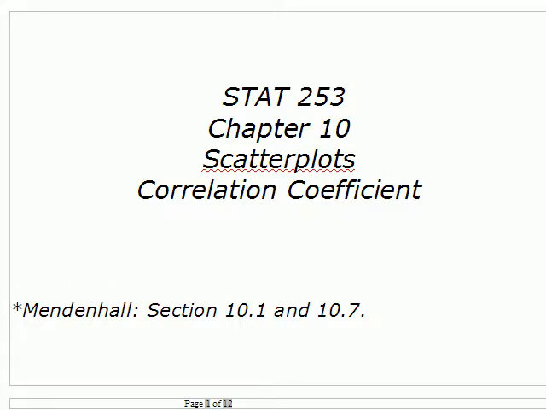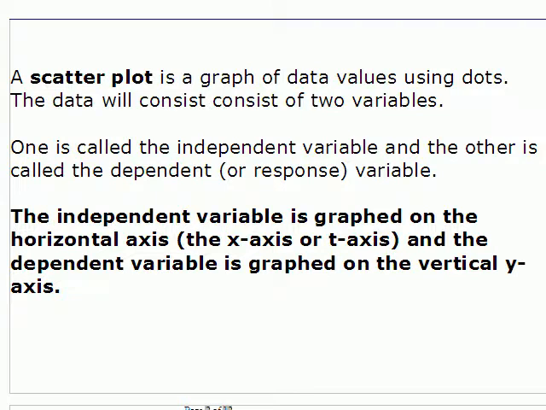This is the first lecture for Chapter 10 for Stats 253, and this is a chapter on linear regression. Linear regression begins with a scatter plot, which is just a plot of the data points as though they're dots scattered on a graph. And for all the formulas here, we'll have them on just two axes.